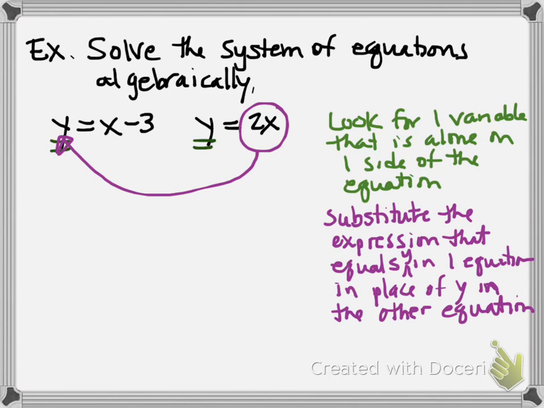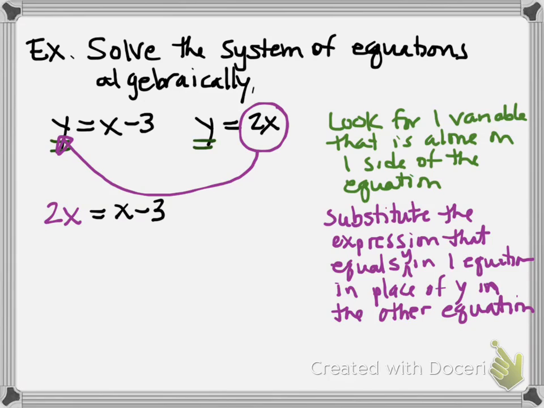So we're going to say y equals 2x. We're going to take that 2x and we're going to substitute it into y in the other equation. So now I have 2x equals x minus 3. All right? What do you think I'm going to do at this point? Jonathan? I'm going to subtract 2x from both sides? Then that's going to take everything away from one side.